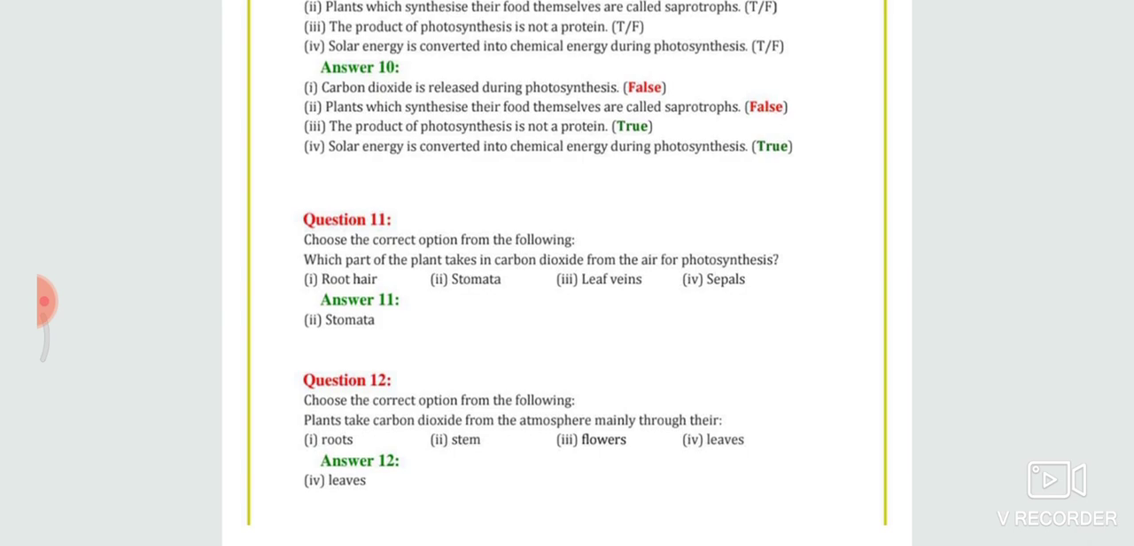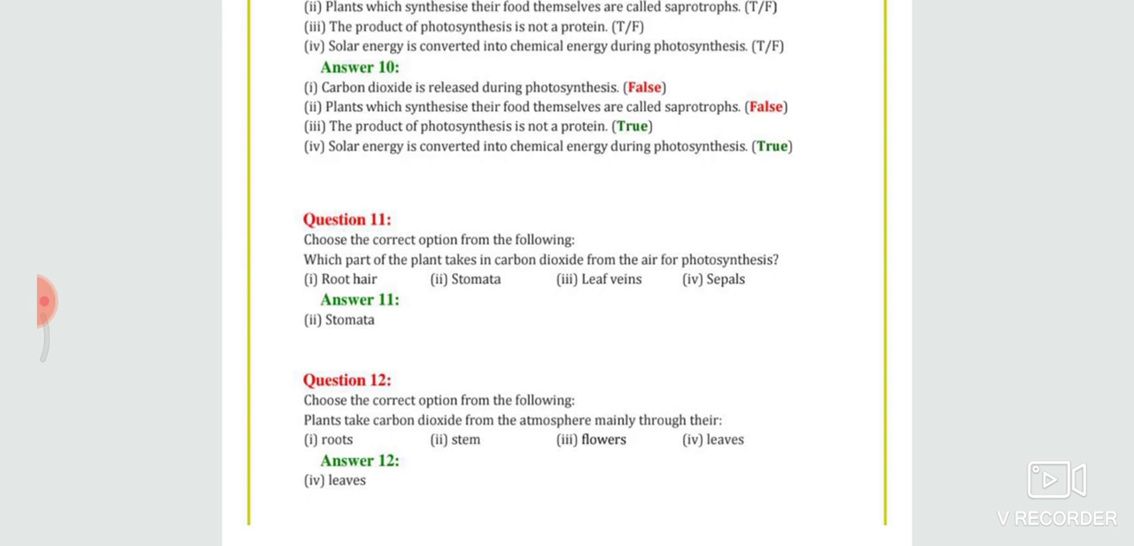Question number 11. Choose the correct option for the following. Which part of the plant takes in carbon dioxide from the air for photosynthesis? That is stomata. Next, question number 12. Choose the correct option from the following. Plants take carbon dioxide from the atmosphere mainly through their what? That is leaves. I hope the exercise is clear.